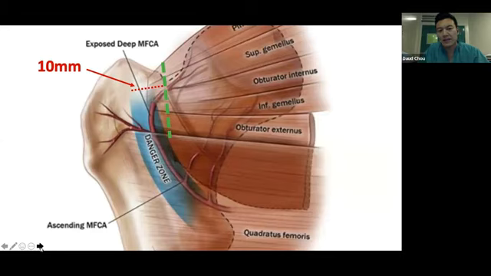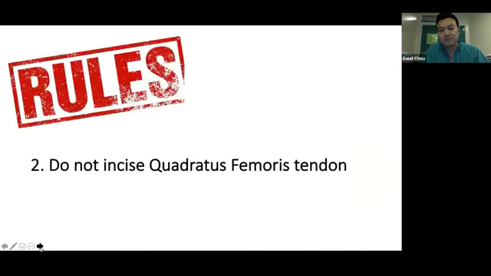And here, this is a nice image where the blue area is the danger zone. So if you start making any incisions in the blue zone, you're at risk of damaging the ascending medial femoral circumflex artery. And so by leaving a 10mm cuff when making an incision through the piriformis and the short external rotators, you preserve that blood supply.